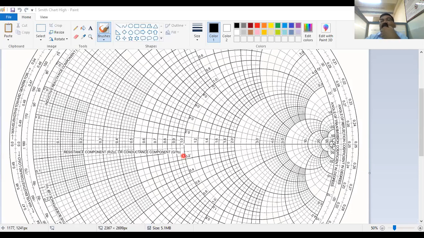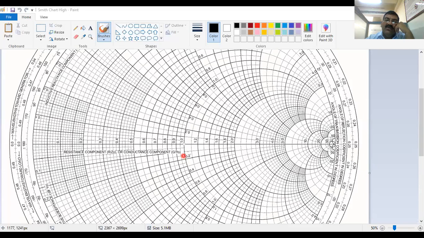But my imaginary part is 1. Now just see carefully. This is the real part I got, 2, but I have to go for the imaginary part. For the imaginary part, there are these half circles. This is called the 1 plus jx circle. Now we will go on this circle. You can see the values on this circle: 0.2, 0.4, 0.6, 0.8, 1, and so on. These values are written here.